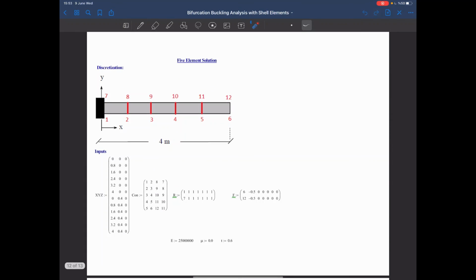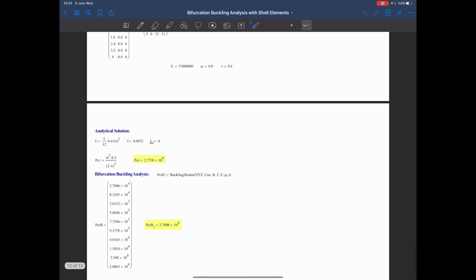So again, to test this algorithm, I'm using our 5-element solution, the typical cantilever that we have. So in order to obtain the buckling load, I apply compressive forces as follows, 0.5 and 0.5, and then perform the buckling analysis. This is the result of the buckling analysis, so it has to be 27,906 kilonewtons. And this is the analytical result.